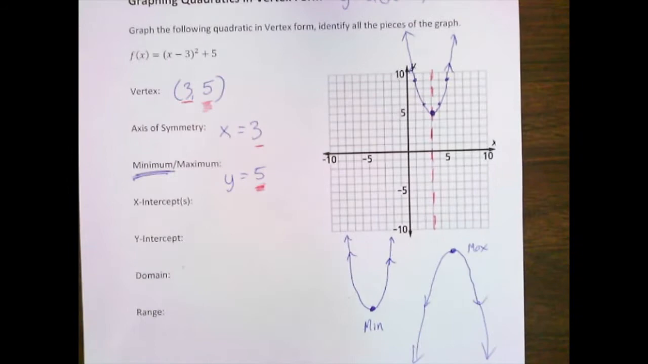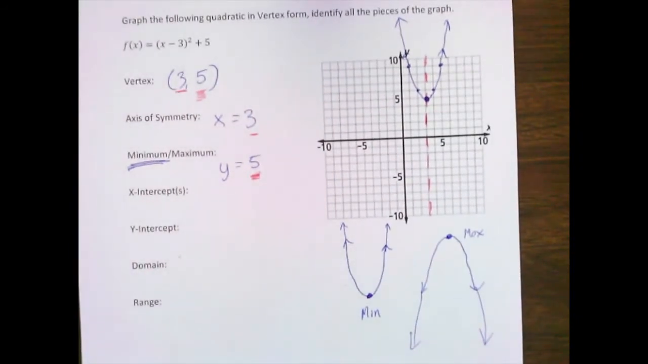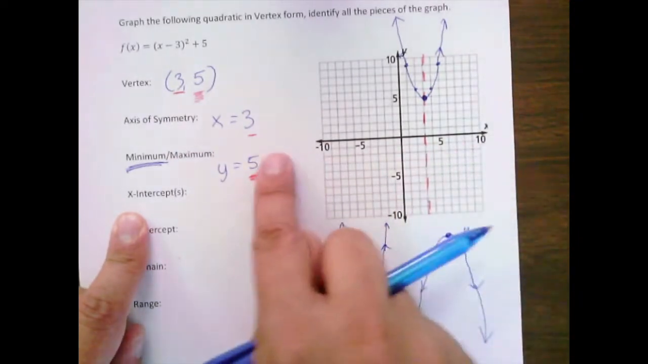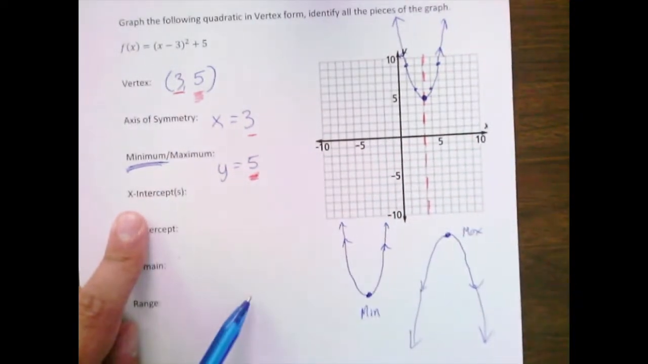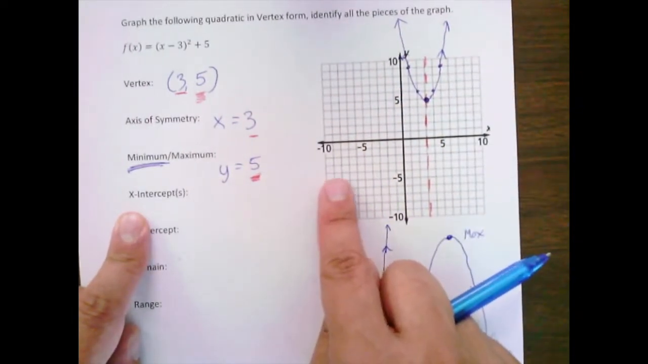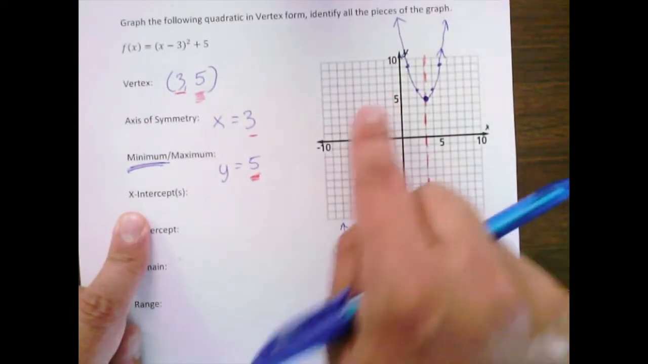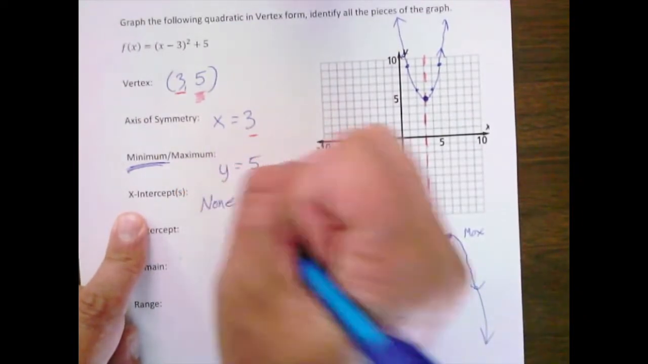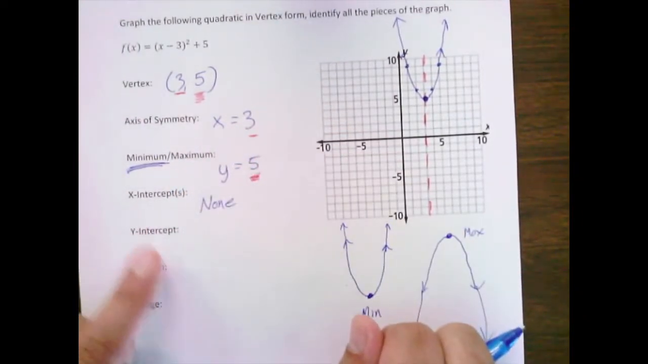Our next few things are things we've talked about before, so I'm going to go a little bit quicker through there. X-intercepts, you're just looking for where does your parabola or quadratic cross the x-axis. In this specific example, I do not cross anywhere. It could cross in 2 points, it could cross in 1 point, or in this case, no points. So for x-intercepts, I'm going to go with none.